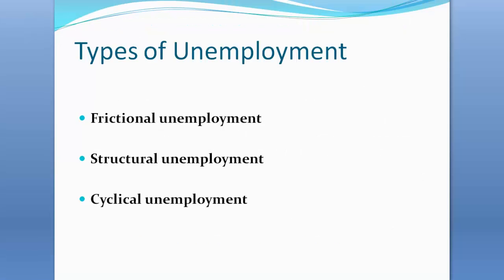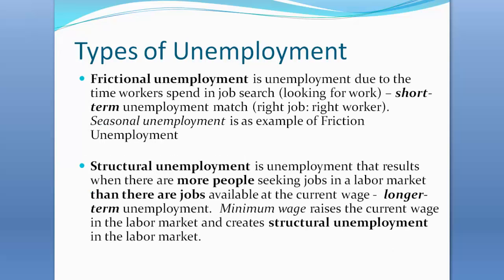Unemployment can be divided into 3 types of unemployment: frictional, structural, and cyclical unemployment. Frictional unemployment is unemployment due to the time workers spend in job search, such as looking for work. Frictional unemployment is short-term unemployment that it takes to match the right job with the right worker. Seasonal unemployment is an example of frictional unemployment.